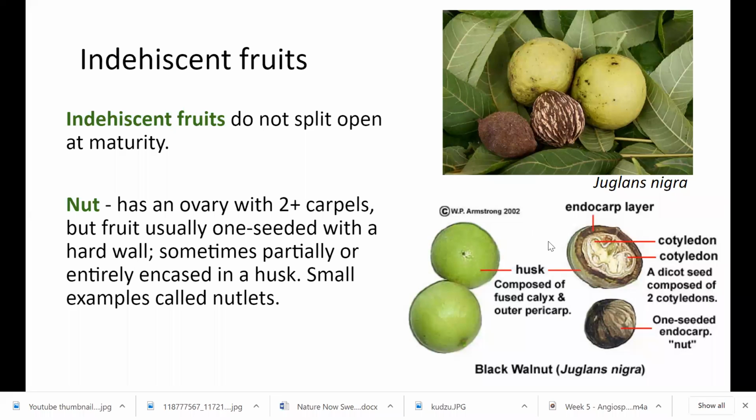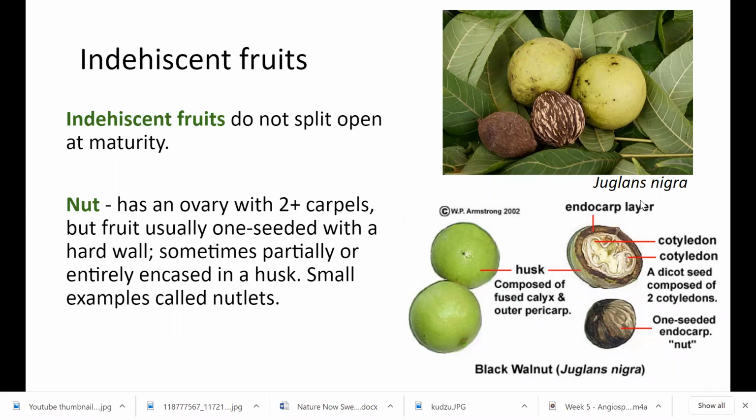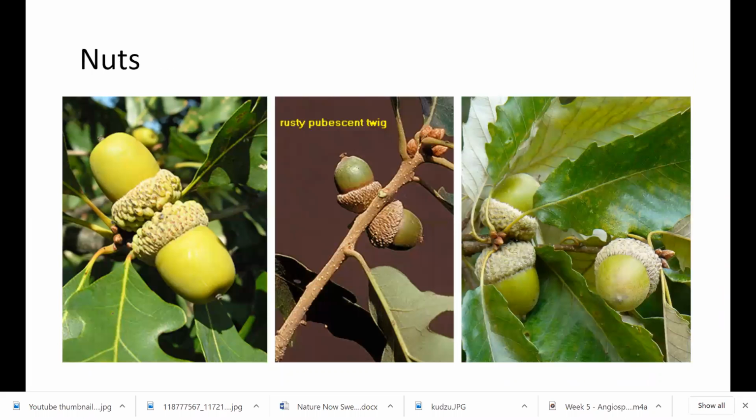And so we can see on the right an example of Juglans nigra, where that green husk is on the outside, and then inside is the seed, right? So the seed itself is on the inside of that husk. Small examples of nuts are sometimes called nutlets. We've seen those in Carpinus and some other examples, right? So nuts include our oaks, and we have seen the ones on the far left. Do you know what species that is?